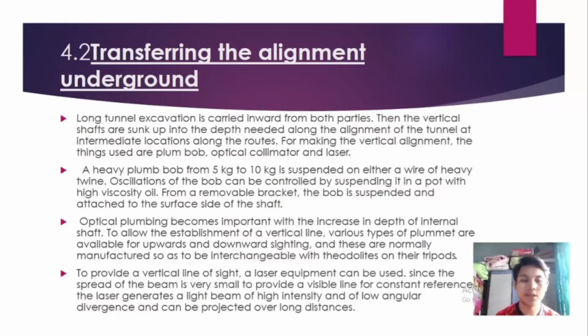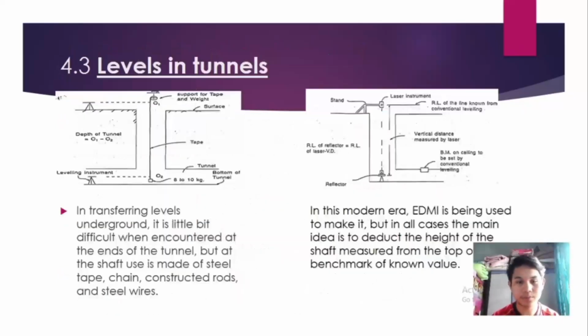Next is the laser. Laser is the easiest way to produce the alignment because the beam is very small and easy to see. The laser generates a light beam of high intensity and low angular divergence and can be projected over a long distance. So laser is the easy way for us to see the alignment.